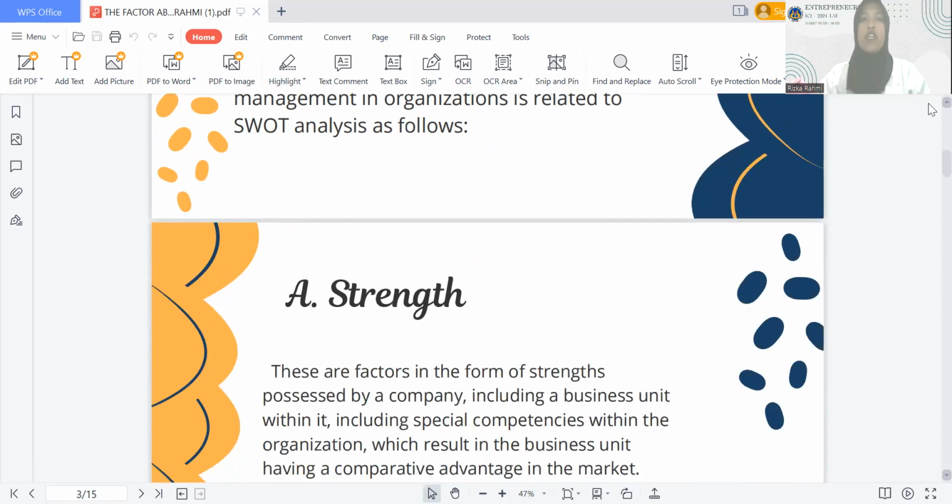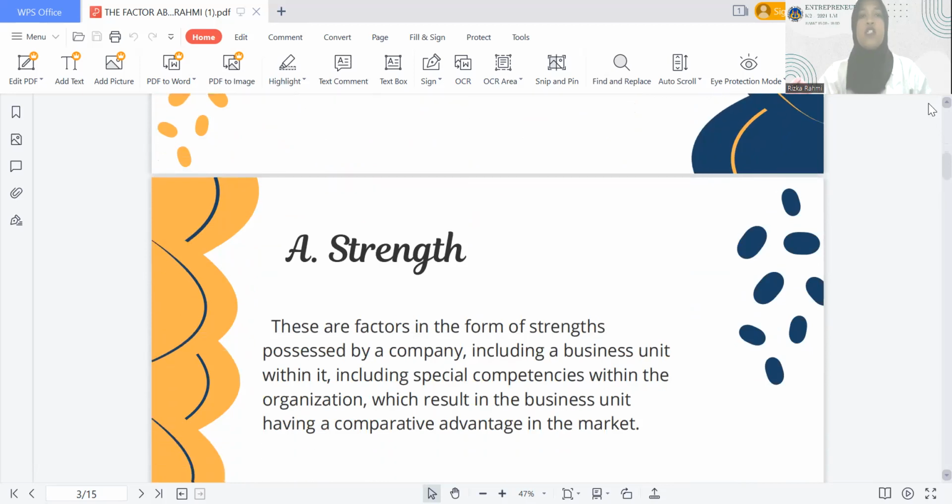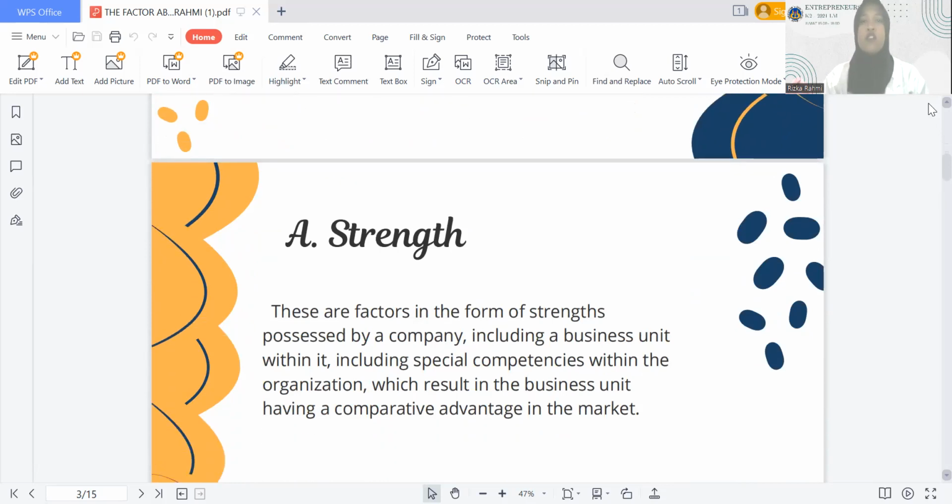Number A is strength. These are factors in the form of strengths possessed by a company, including a business unit, including special competencies within the organization, which result in the business unit having comparative advantage in the market.